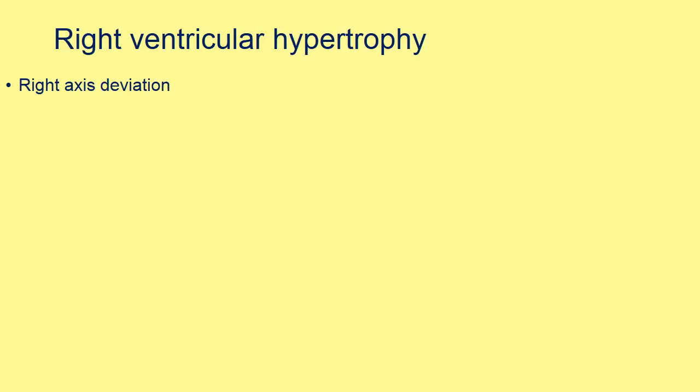Also, because the wave of depolarization is now mostly to the right, so the average direction is to the right, you get long R waves in V1. So in V1 the R wave will be longer than the S wave. Remember, normal V1 has a short R wave and a very long S wave, but in right ventricular hypertrophy you get a long R wave and a shorter S wave in V1 or V2.